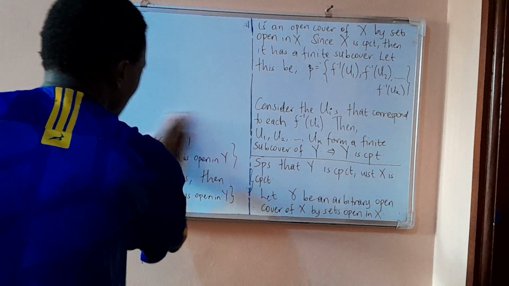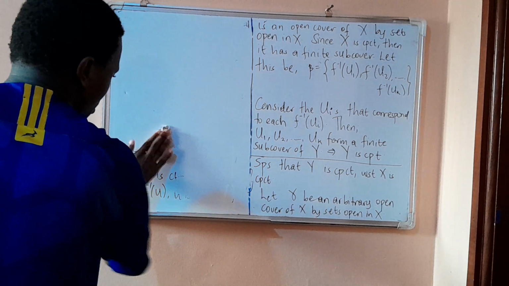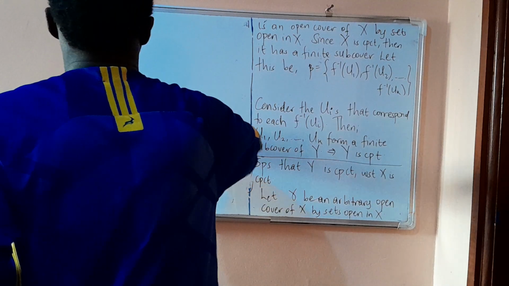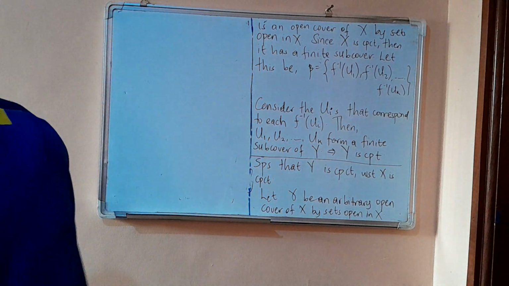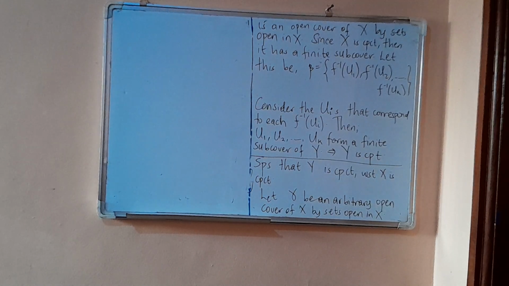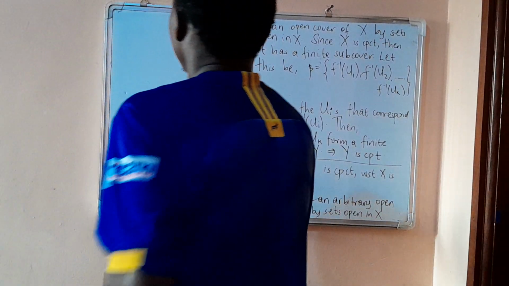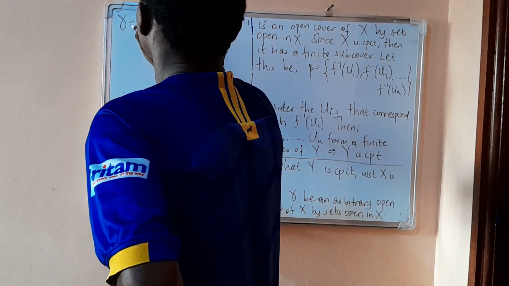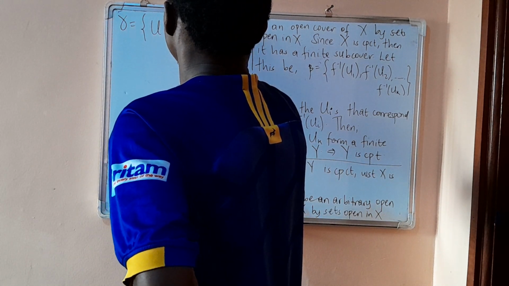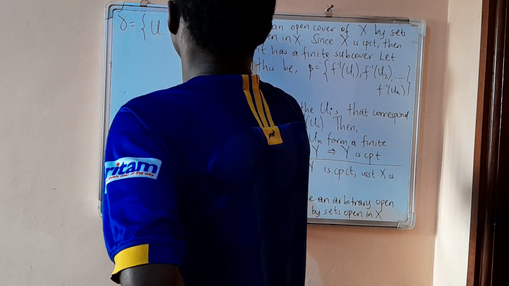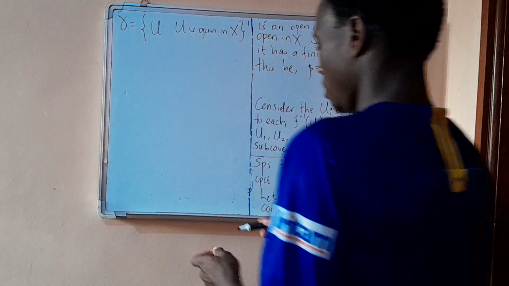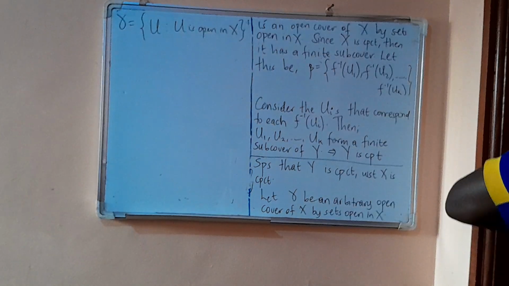What next? If we have an arbitrary open cover of X by sets open in X, so gamma, a collection of U such that U is open in X.